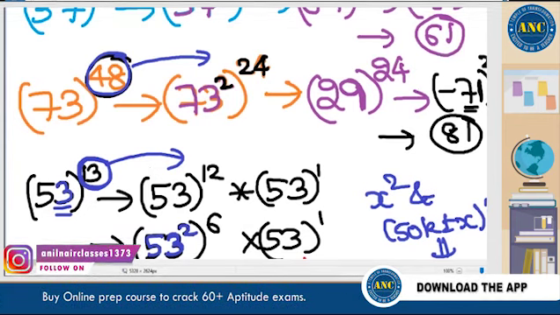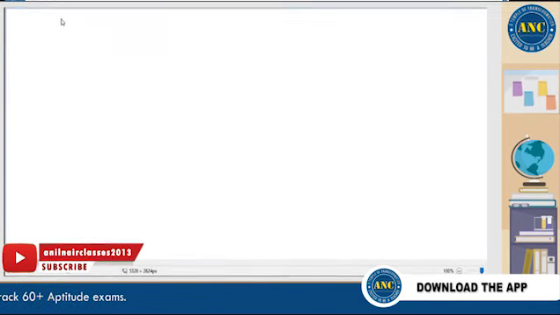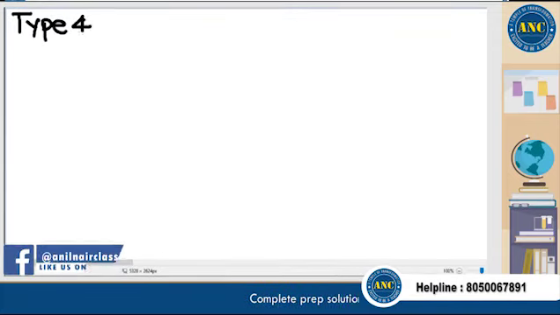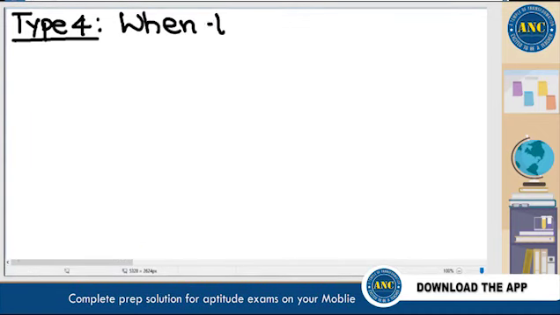Next one, type 4. Now listen carefully, sir. Type 4. Again we will learn something. We will understand the concept. Then problem solving is never a difficulty.